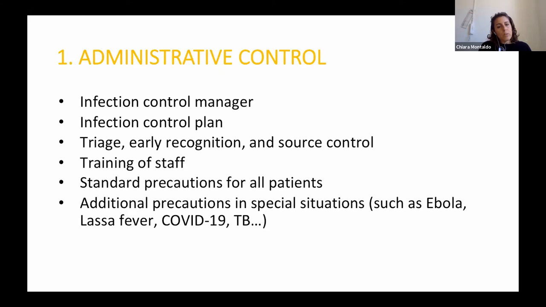Again, the administrative control includes also the standard precaution implementation, which needs to be implemented for all patients, plus additional precautions, which need to be put in place in some special situations, like now, for example, the COVID epidemic, Ebola epidemic, Lassa fever, TB. So these are special situations which often require additional precautions. But what is important is that the standard precautions actually need to be always put in place for all patients, independently from a special situation.